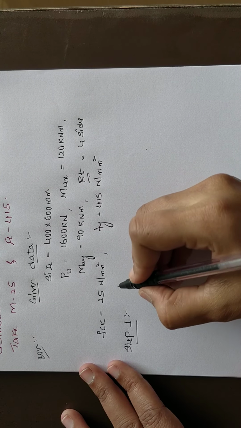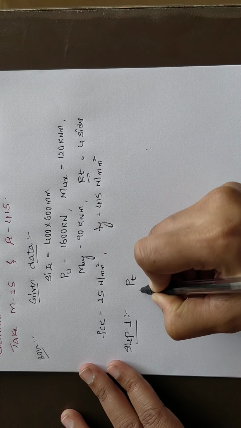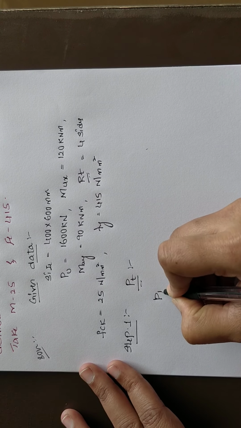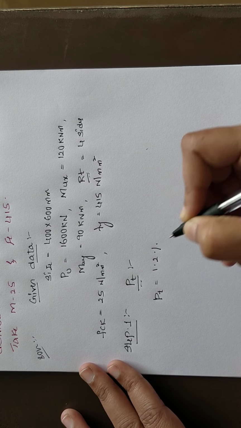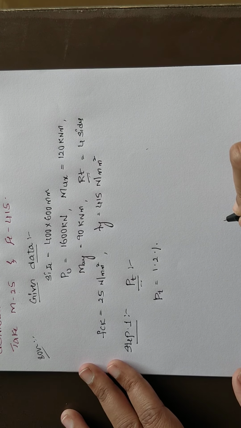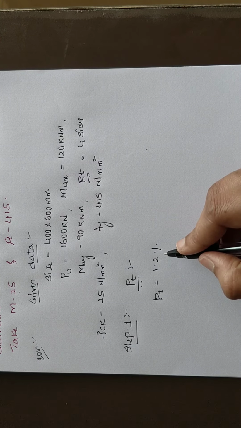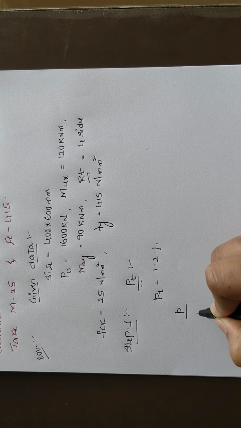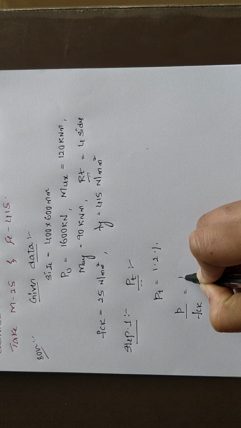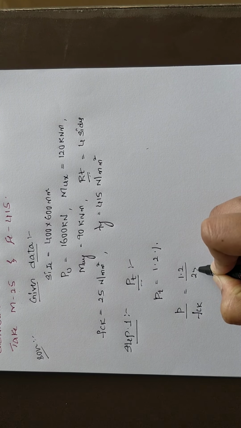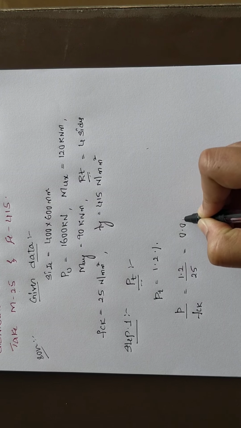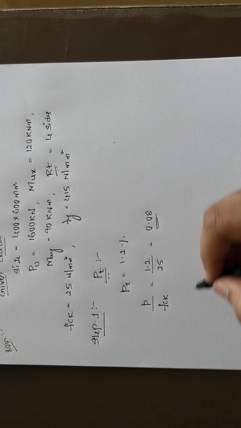The first step is what? Assume PT value. Okay, take PT equal to 1.2 percentage. As per the IS 456 recommendation, the minimum steel for column design is 0.8 percentage and maximum 6 percentage. In between that I have chosen the PT value as 1.2 percentage. For that you calculate the ratio P by FCK, that is 1.2 divided by FCK, which is 25, you will get 0.08. Okay, next is step number 2.